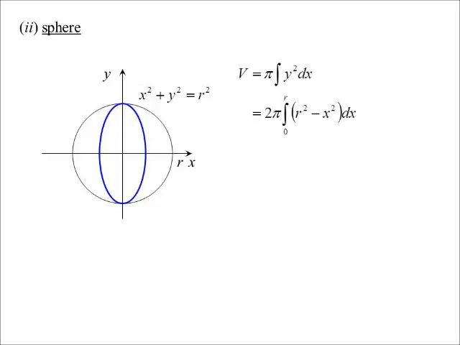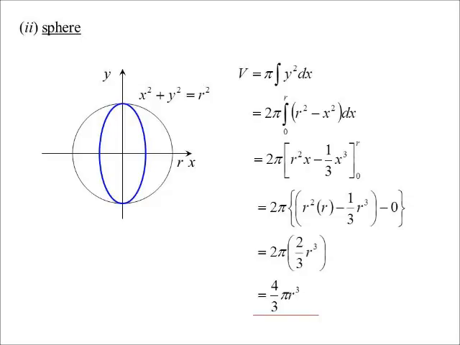I'm going to take advantage of the symmetry and say it's twice from 0 to r. Okay, so r squared x minus 1/3 x cubed. Substitute in r, and this one drops out a lot nicer than the cone.